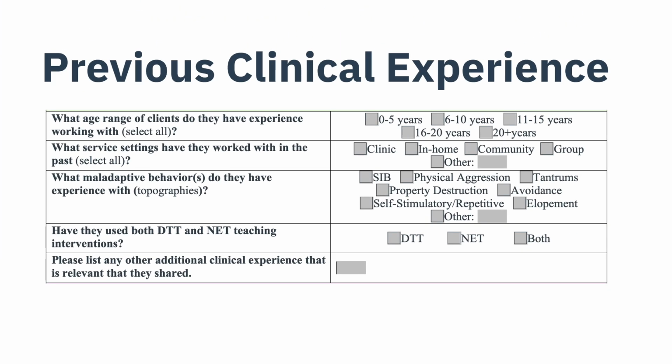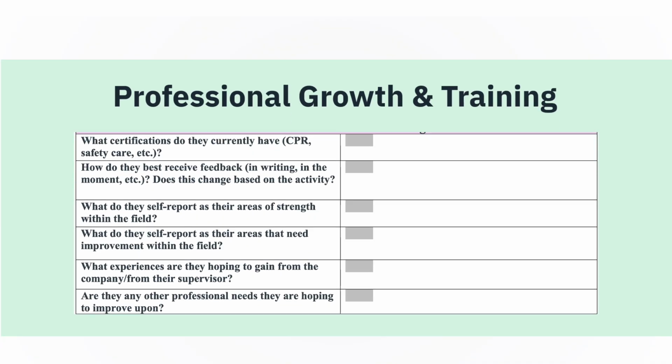The next section is previous clinical experience. So you will outline their experience with the age ranges they've worked with, service settings, maladaptive behaviors, teaching interventions, and any other pertinent clinical experience. This information will help you to know what support strategies might need to be put into place, as well as have a better understanding of where their current capabilities are. This will help to align this staff member with client needs effectively.